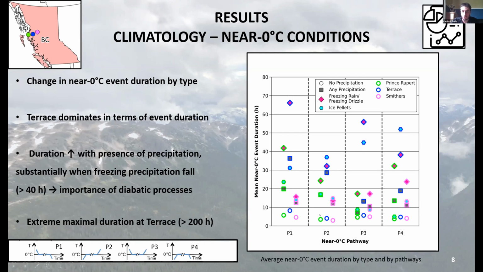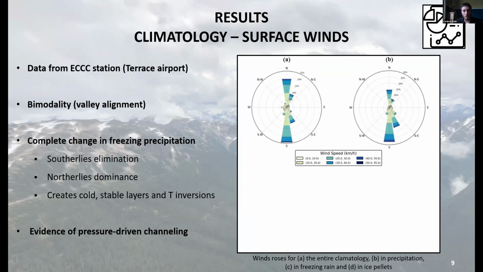So the mean duration goes up to 18 hours for the event duration at Terrace, and to 39 hours of a mean duration when we have freezing precipitation. So either freezing rain or ice pellets, which is really, really impressive. So we can see the importance of precipitation and water in all its phases, controlling the duration of near zero conditions.